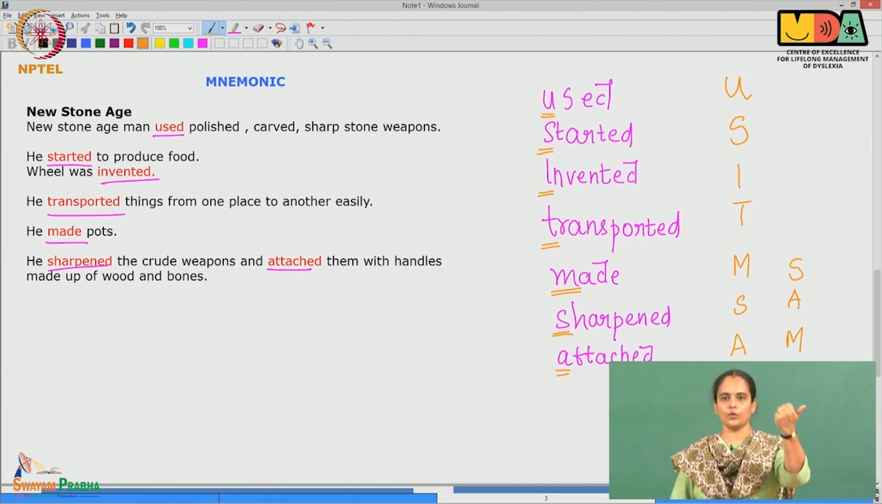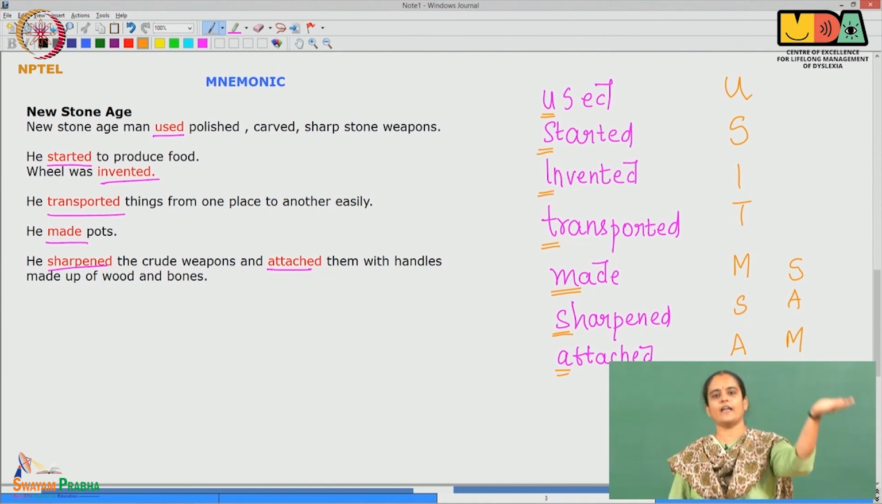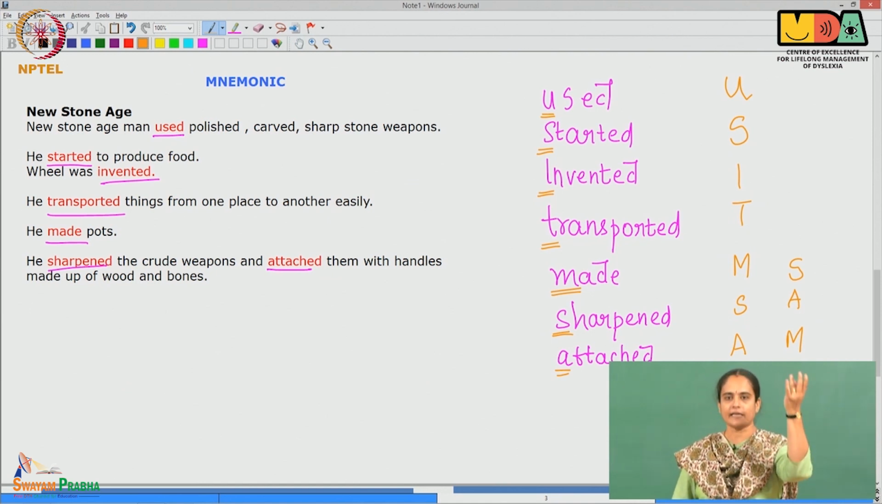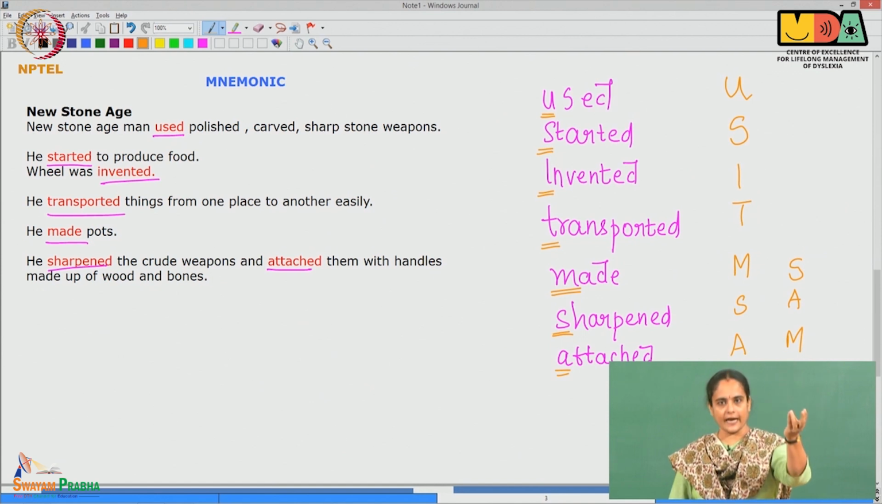So, what is U? Used. What is S? Started. What is I? Invented. What is T? Transported. What is S and A? S and A go together because he sharpened the tools and then attached those handles. So, S is sharpened and A is attached, and the last M is he made pots.